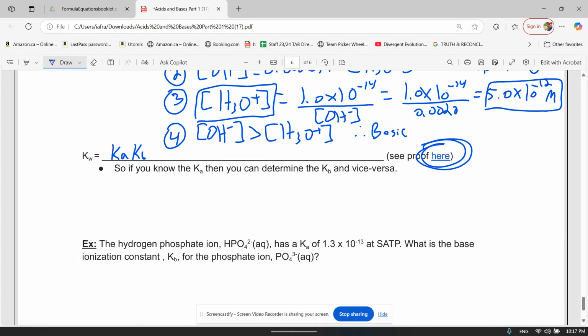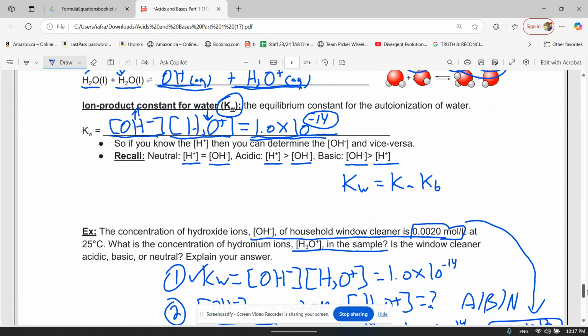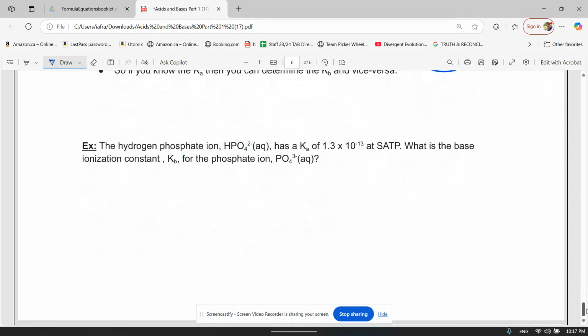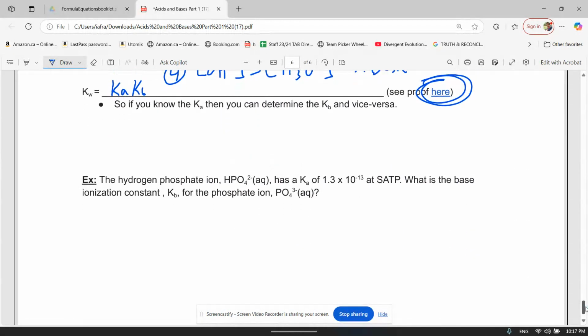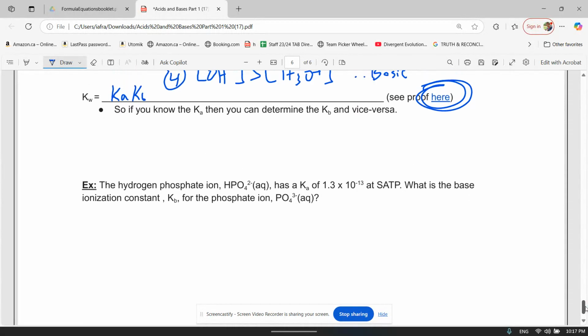It's a pretty good video. It's just a few minutes long that shows you how this relationship is derived and how it's actually the same thing as saying the Kw is equal to OH- times H3O+. It helps you to understand that a bit more. So do watch that. But let's go try a practice problem to see how we can use this relationship.